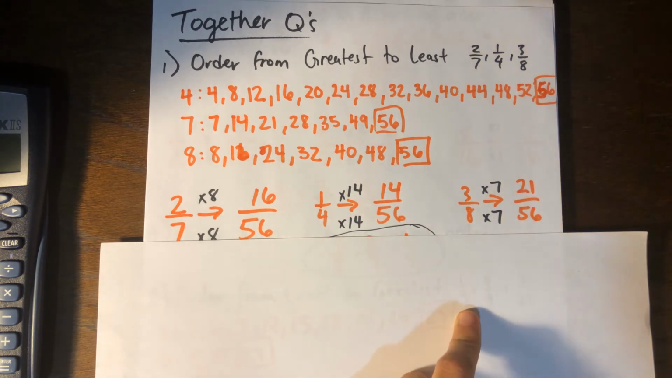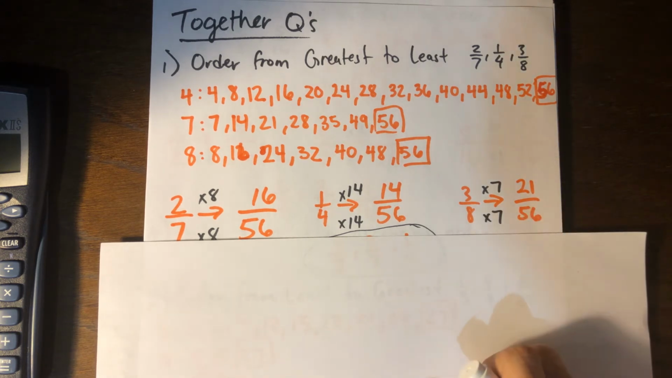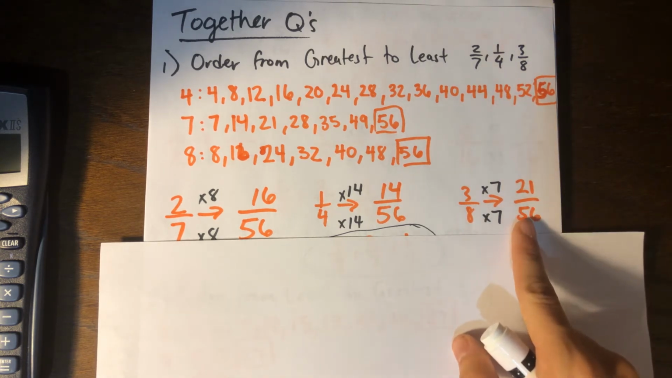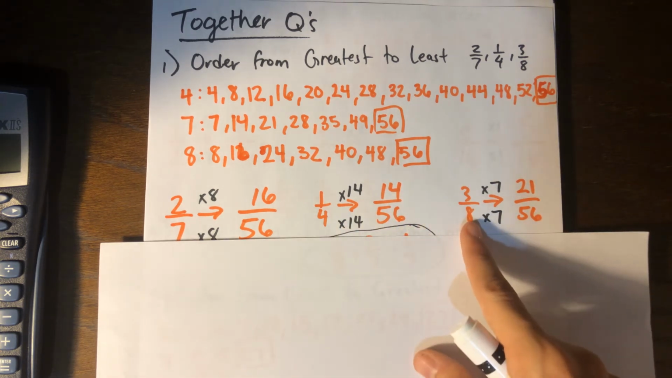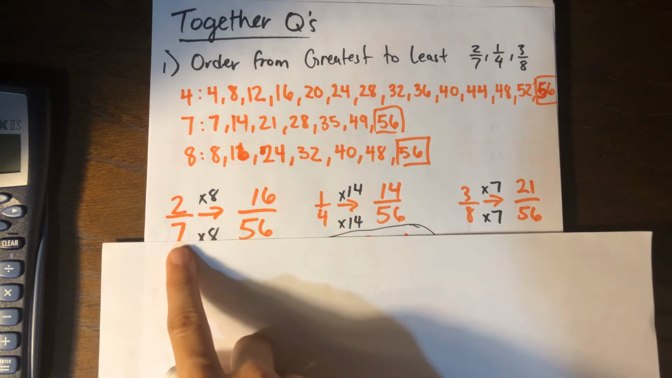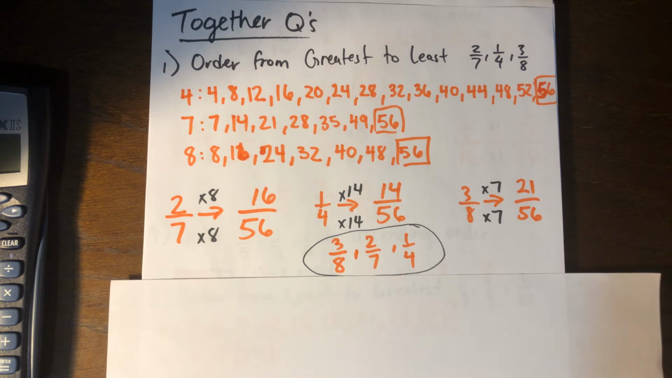They all have 56. The directions say order from greatest to least. So the biggest number up top is going to tell us which one is bigger, since they all have the same denominator. 21 is the biggest number. So this is our greatest one, then this one, and then this one. So when we put it in order, we should have 3/8, then 2 sevenths, and then 1/4. So our answer is 3/8, 2 sevenths, and 1/4. Feel free to pause this video if you need to copy down this question.